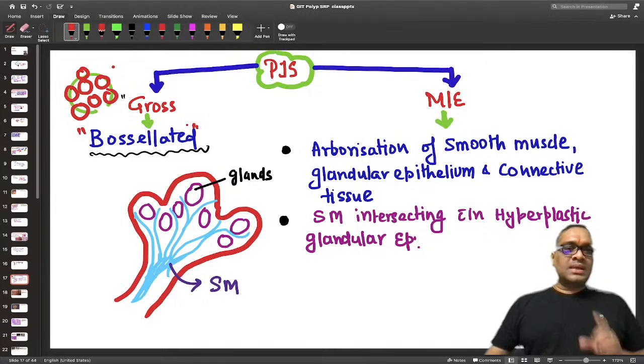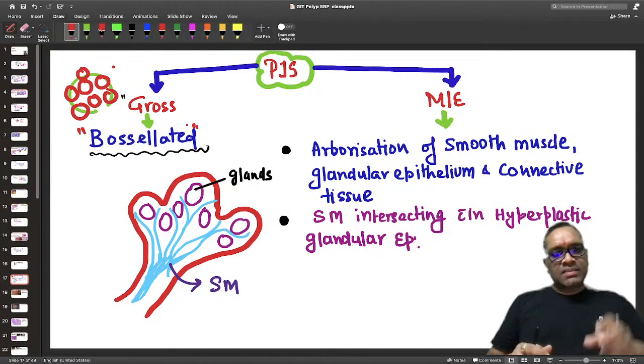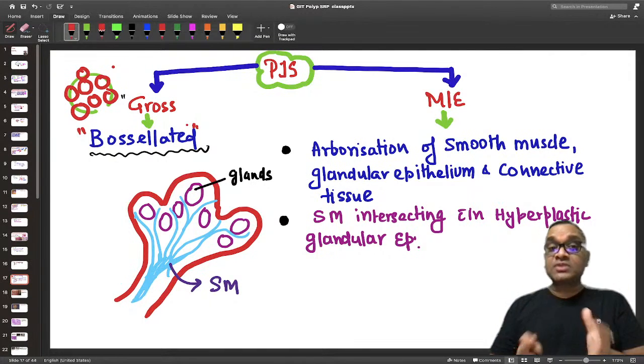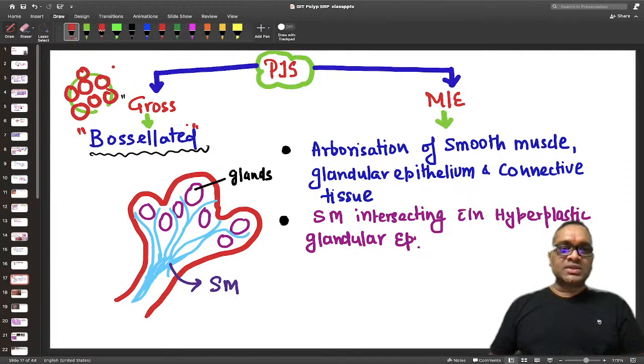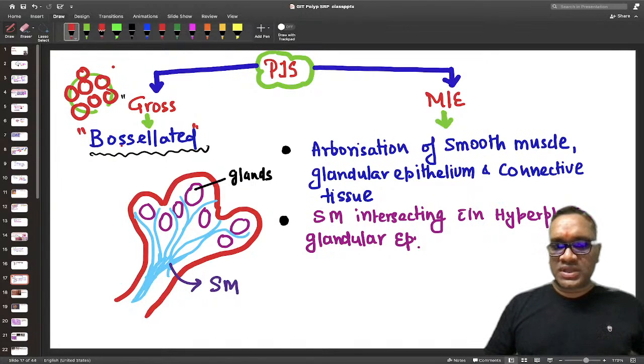So now you understood. There will be a round mass and multiple nodular structures will be present on that mass. That is called bosselated appearance, right? So gross examination of Peutz-Jeghers syndrome will show a bosselated appearance.